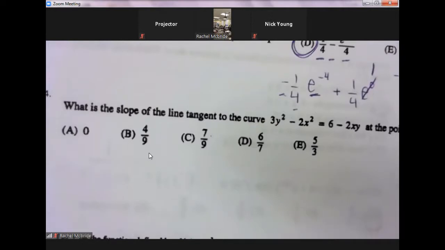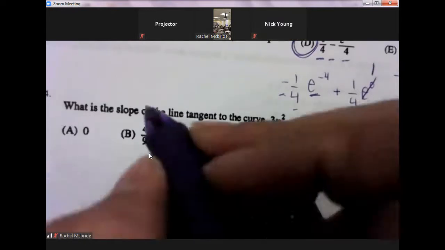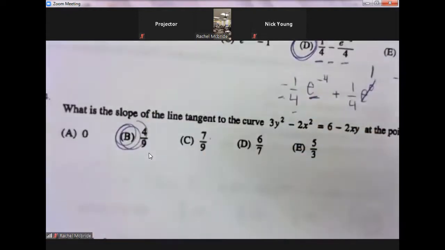So what do we get? Good, good. So we're almost at that higher percent rate as well. Number 4, correct answer is B.